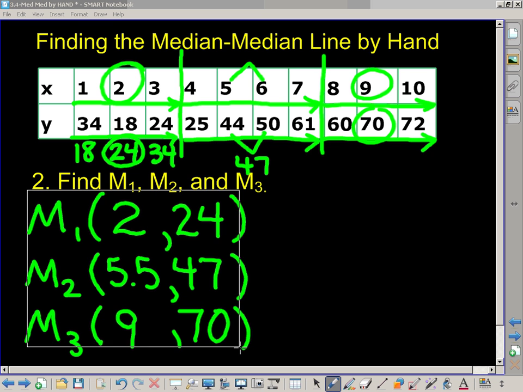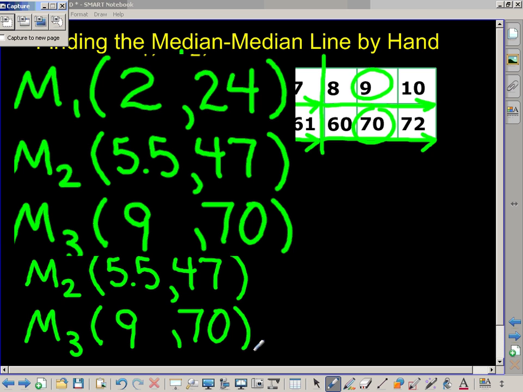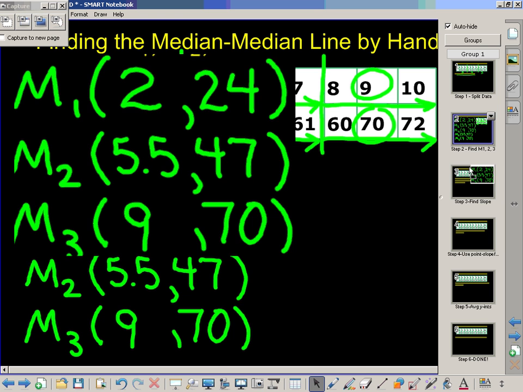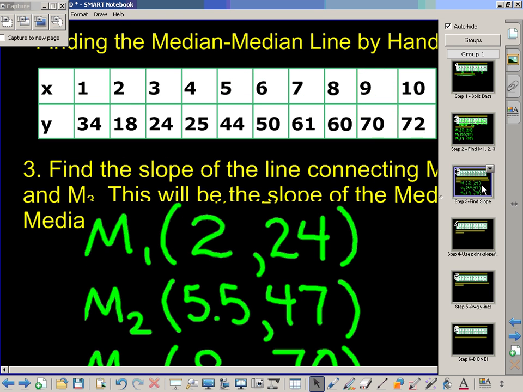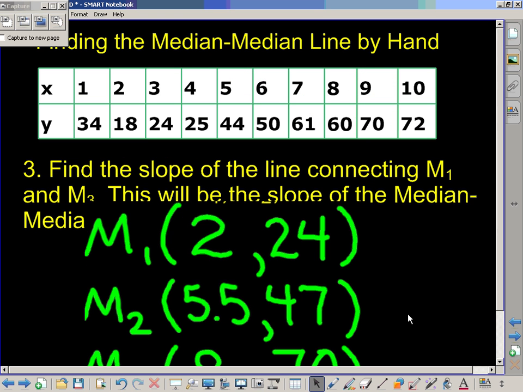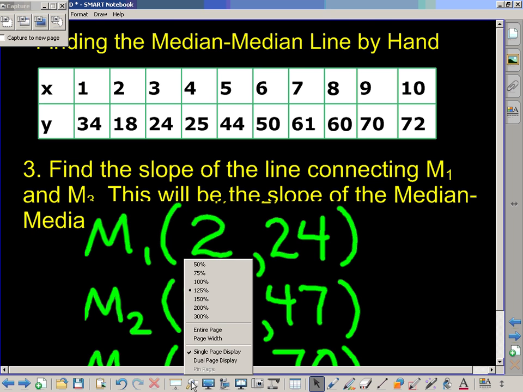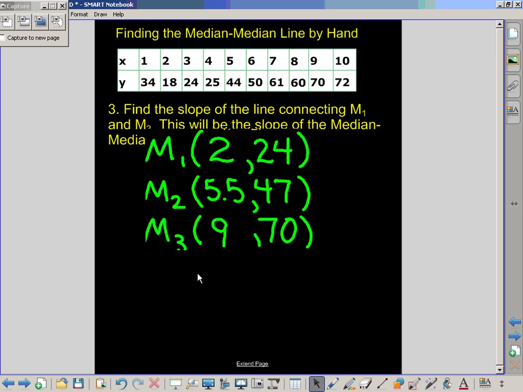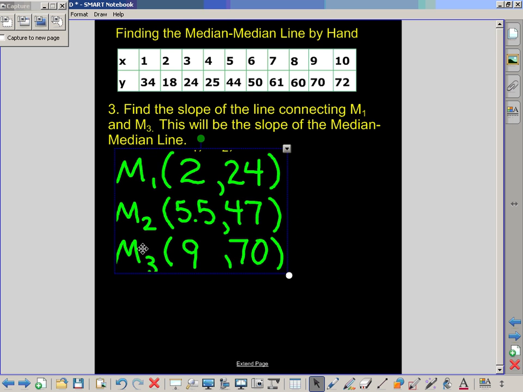Let me just copy these so I can slide them over to our next slide. All right, there they are. Grab them. Bear with me for a moment. We're going to grab those points, slide them over to slide 3. And here we go. Zoom out a tick so we can see our points. We have M1, M2, and M3.